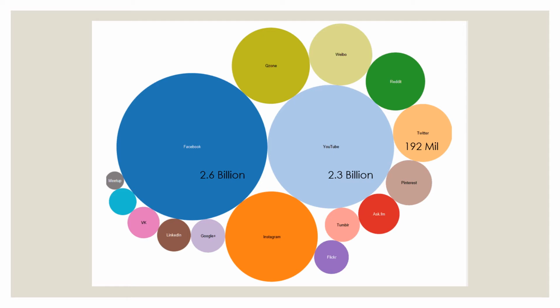The most popular social media platform is Facebook by a significant margin with over 2.6 billion users. YouTube has 2.3 billion users. Instagram has 1 billion users, which is a company also owned by Facebook. You can also see that as popular as Twitter seems, by comparison, they only have 192 million users.